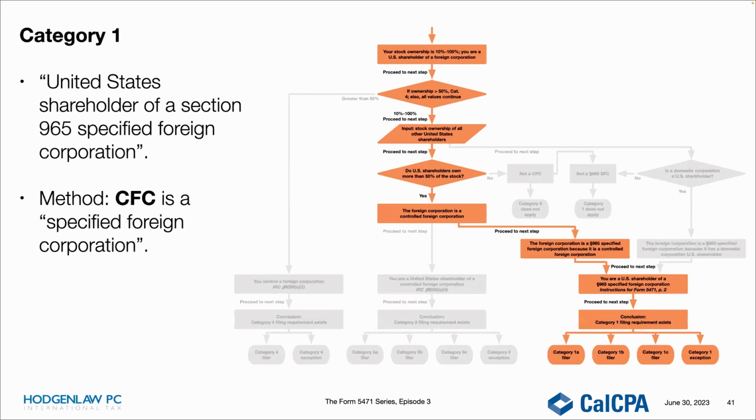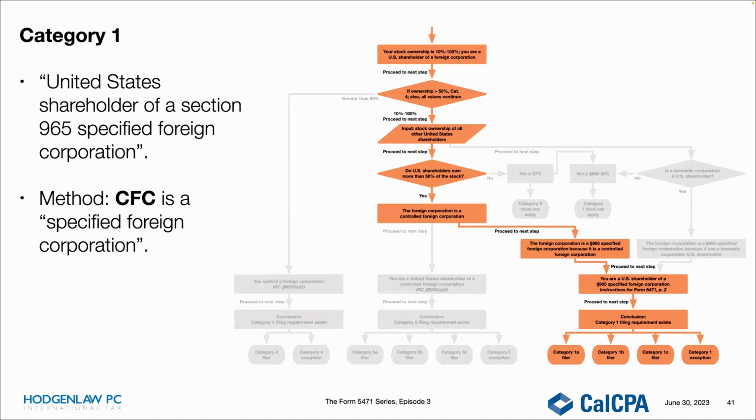Then the little jog to the right, we say a controlled foreign corporation is always a specified foreign corporation as defined in Section 965. And therefore, your status as a legal conclusion at the end of all your analysis is you are a United States shareholder of a Section 965 specified foreign corporation, which is the phrase that the instructions use. And therefore, you have a category 1 filing requirement. And now we'll just go through the 1A, B, C, or exception game. So that's the first way you can go.